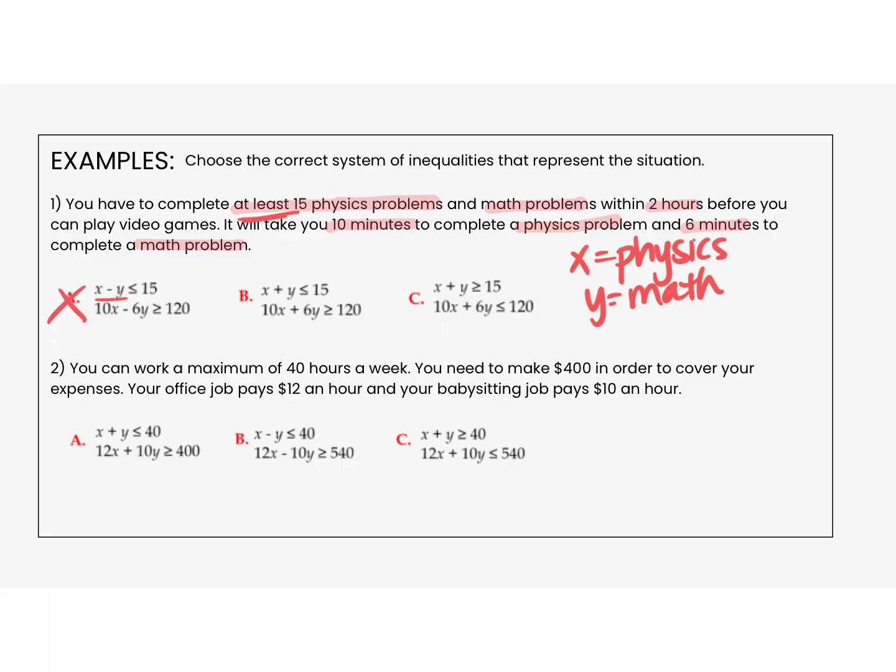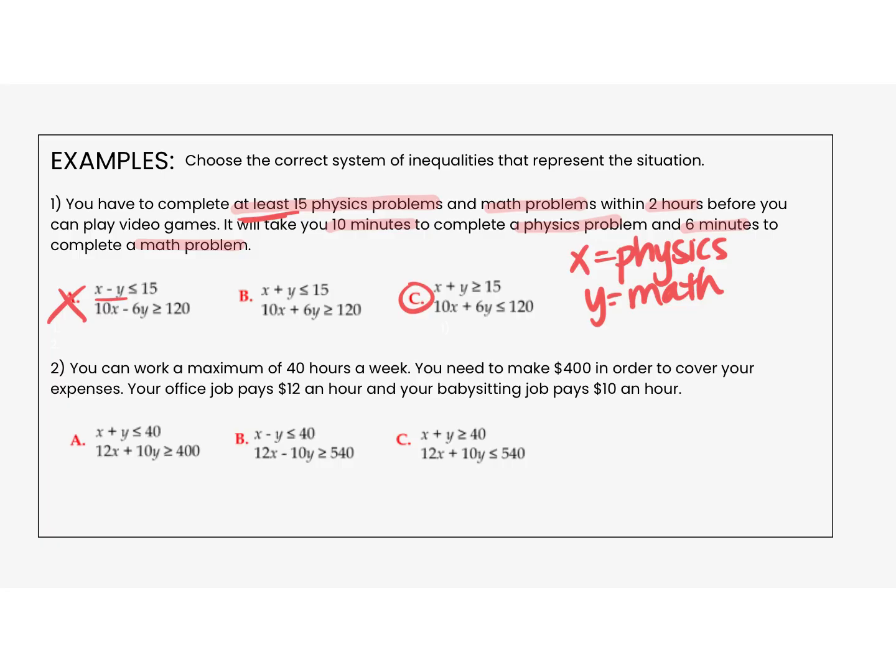That's looking like it's going to be C, but let's check the second inequality as well. It says 10 minutes to complete a physics problem, so that would be 10x, and 6 minutes to complete a math problem, so that would be 6y, and I have to do it within 2 hours, which is 120 minutes, and so it would be less than or equal to that, so C is the correct answer.